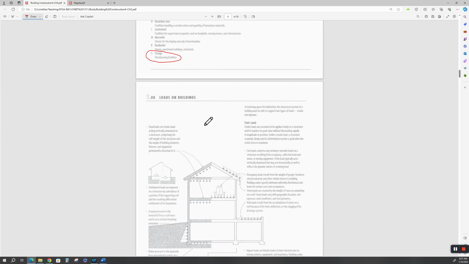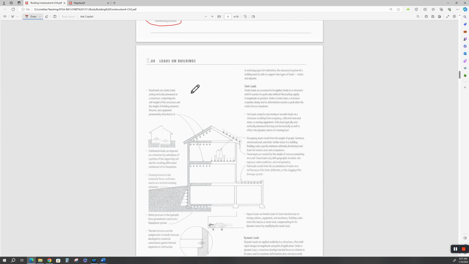Loads on buildings. You need to pay attention to this for sure. We have dead loads, which is the weight of the structure, okay? It would be how much does the finished structure weigh, okay? Occupancy loads can be both dead and live load. You have an occupancy load, which can change. You can move furniture around.